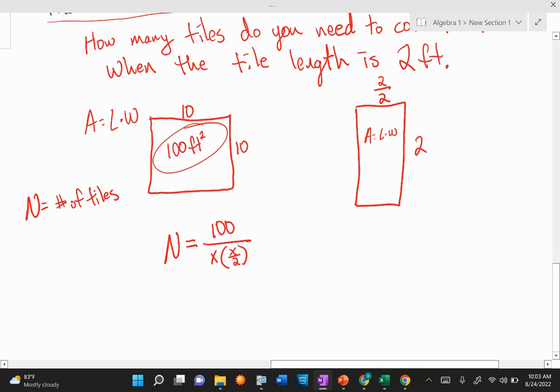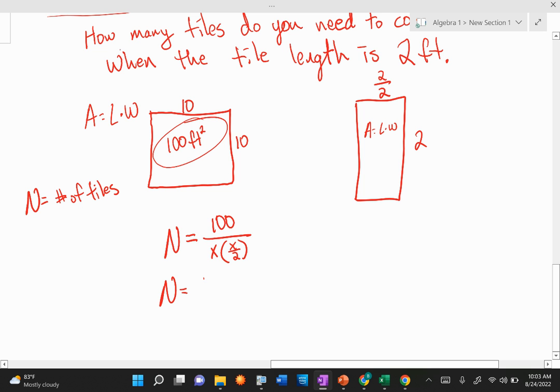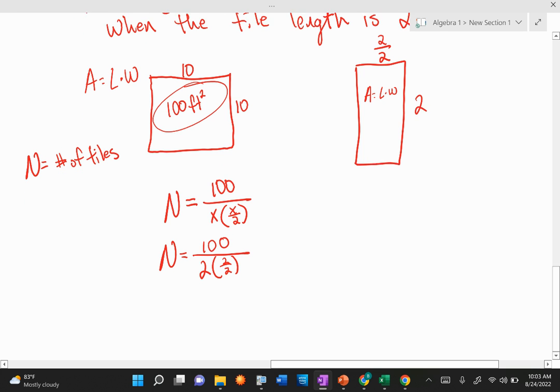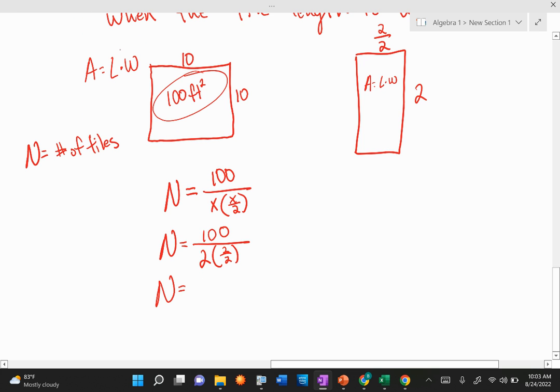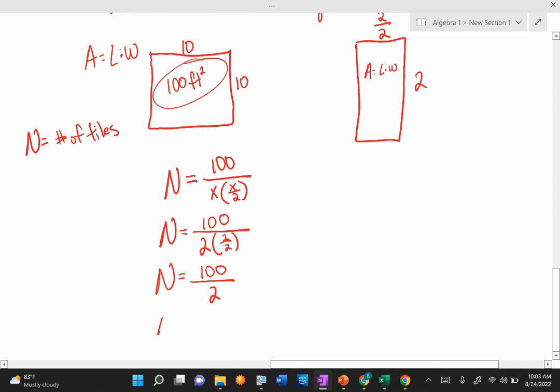So now I can do the same down here. We have n equals 100 over what are we putting in for x? A 2. Yeah, a 2. And then we've got 2 over 2. What is 2 over 2? 1. So we just have 2 left on the bottom. And what is 100 divided by 2? So n equals 50 what? What's our unit? You've got to think about what we're looking for. Tiles. 50 tiles.